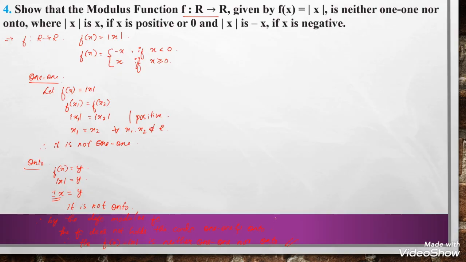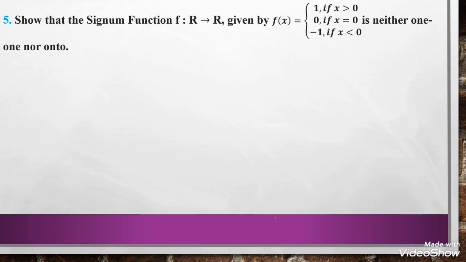Now let us move on to the next question. Question number 5. Show that the signum function f from R to R given by f of x is equal to 1 if x is greater than 0, f of x is equal to 0 if x is equal to 0, and f of x is equal to minus 1 if x is less than 0, is neither one-one nor onto. We have to prove that the signum function does not hold the condition of one-one as well as onto function. Now, simply I draw the ray diagrams here.